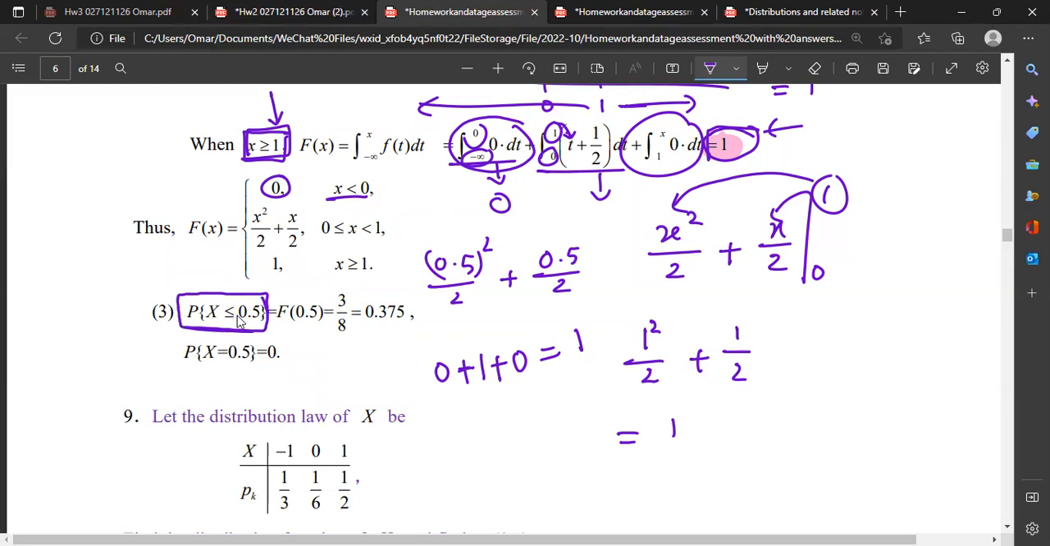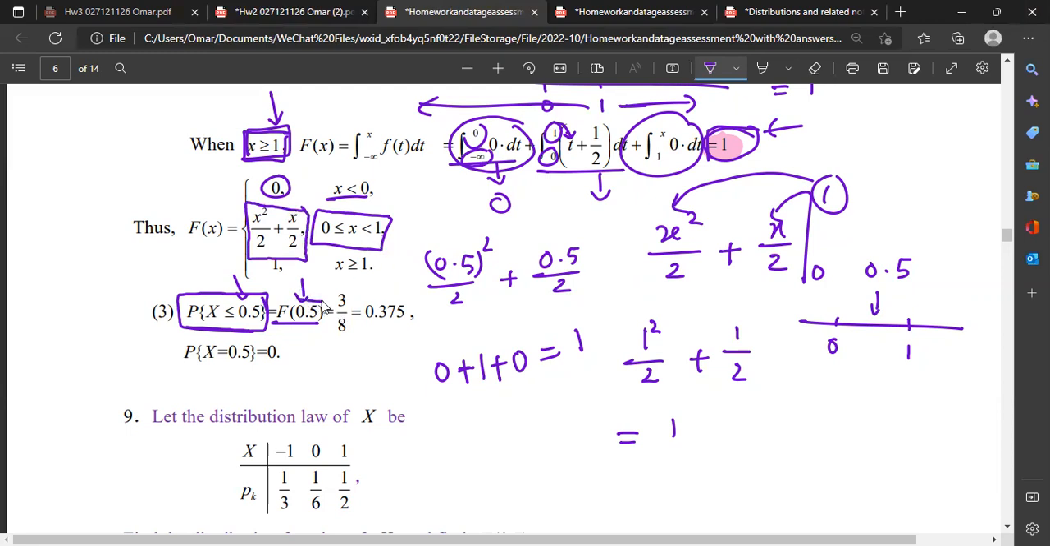See here, x is less than or equal to 0.5. So it is the same as F of 0.5. So you see here 0.5 is between 0 and 1. If I draw the line here, 0 is here and 1 is here, right? So 0.5 will be here. And so for 0.5, the distribution function value is x squared by 2 plus x by 2. So now we just substitute the value here.